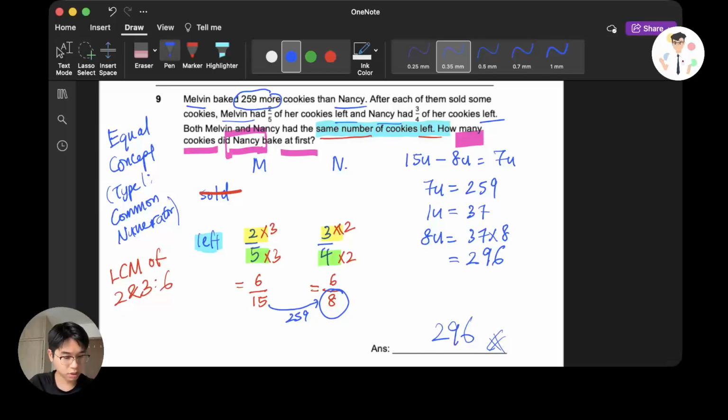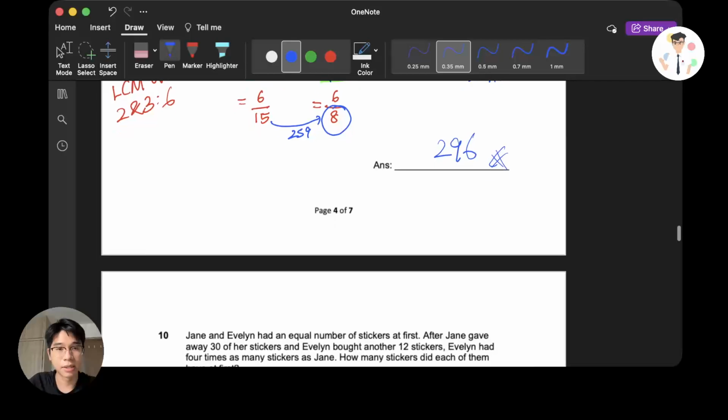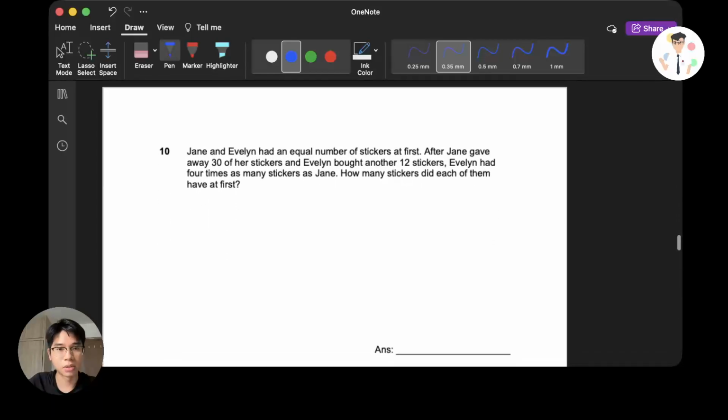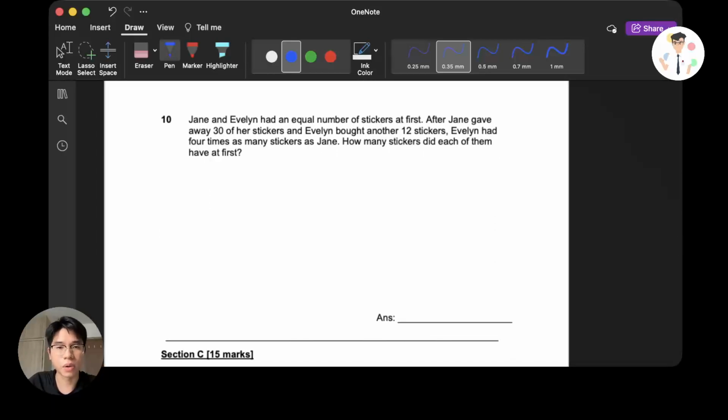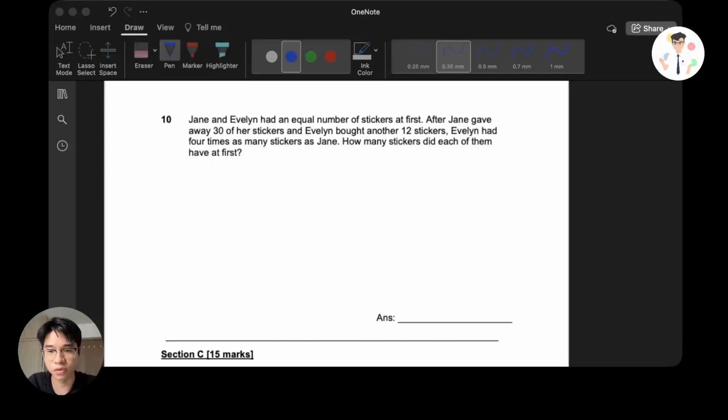Okay, so that is basically question 9, and let's move on to the next question, question number 10. Now, question 10 should not be a difficult question for most of you because you have practiced this again and again and again. Okay, now let's look at this question.